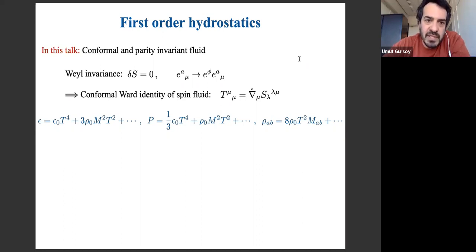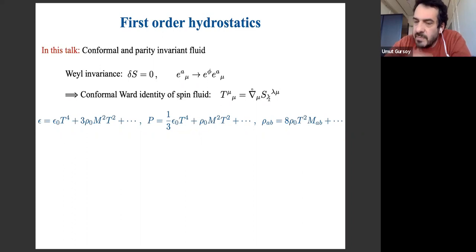The way to implement this conformal invariance and parity invariance is, well, parity invariance is clear: you just look at the parity invariant terms in your effective action. For conformal invariance, you demand Weyl invariance of your effective action. If you make the Weyl transformation of the external sources, and you have Weyl invariance of your theory, then essentially that means that the fluid that couples to this is going to be conformal. You make a Weyl transformation of this form, and you demand that your effective action is invariant. What you get is a conformal Ward identity in the presence of spin.